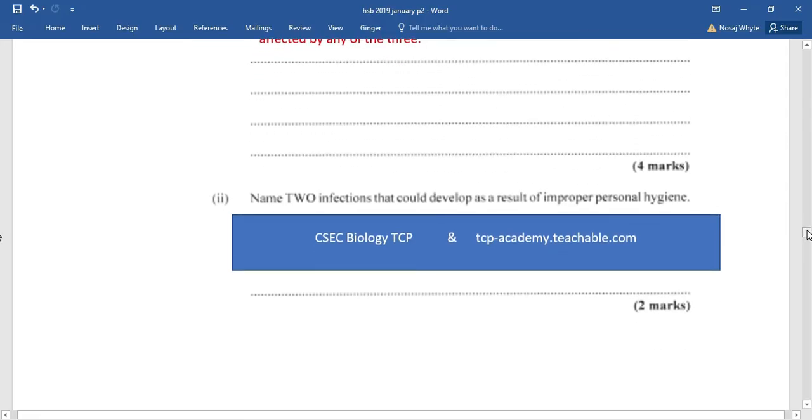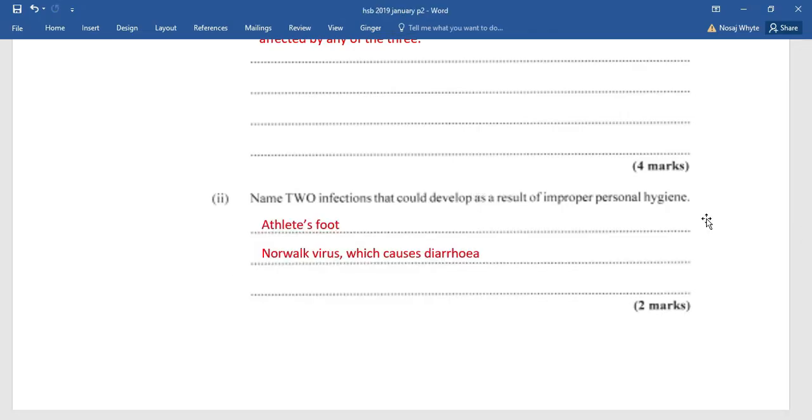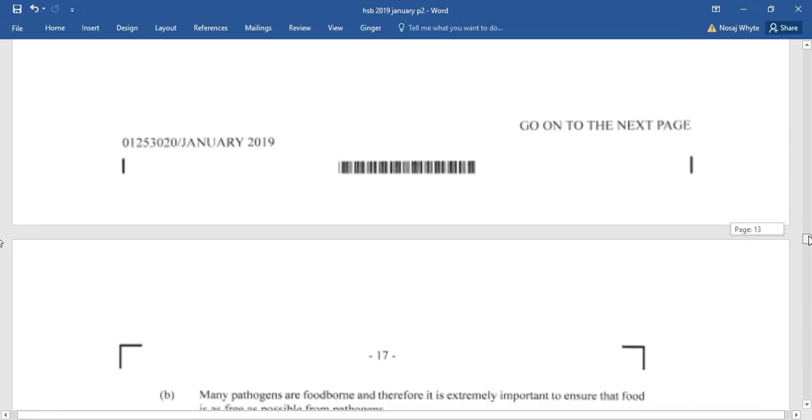Now name 2 infections that could develop as a result of improper personal hygiene. Now there are many. So the 2 that I will provide, of course you might provide 2 others, but I chose these 2. Athlete's foot is as a result of poor personal hygiene, and that is pretty much a disease that affects the feet. And then you have Norwalk virus, which causes diarrhea, and if you're not washing your hands, you could definitely end up with this disease. But there are many others, so if your answers are different, don't be too alarmed, because there are many that we could have chosen from.